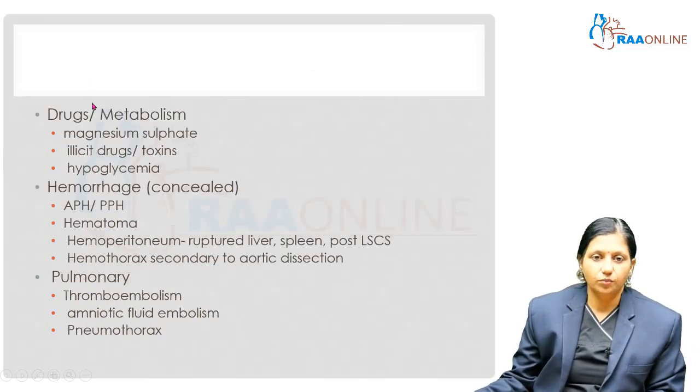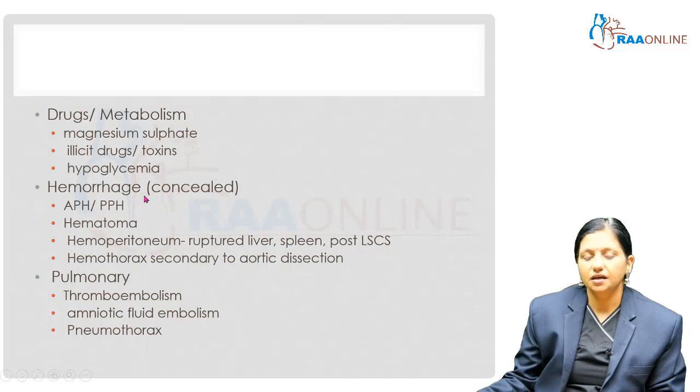Some drugs and metabolites, like magnesium sulfate used in preeclampsia or eclampsia, illicit drugs and toxins used in pregnancy, or hypoglycemia in pregnancy can also cause maternal collapse. Hemorrhage can be concealed or revealed. Antepartum hemorrhage, postpartum hemorrhage, hematomas, hemoperitoneum from ruptured liver, spleen, or post-LSCS, and hemothorax secondary to aortic dissection can cause maternal collapse. Pulmonary causes include thromboembolism, amniotic fluid embolism, and pneumothorax.